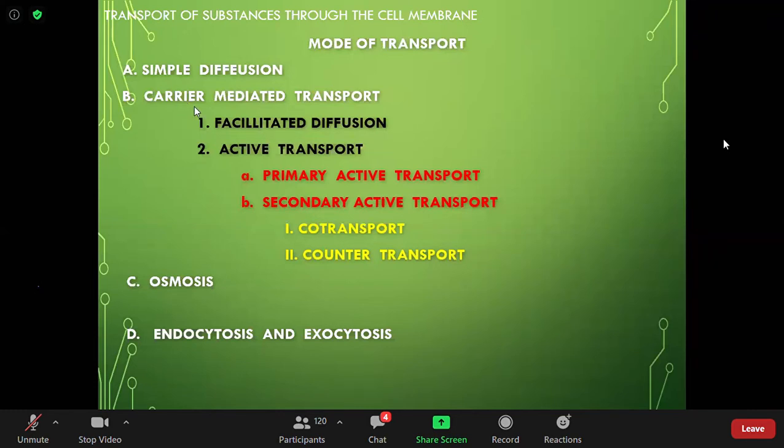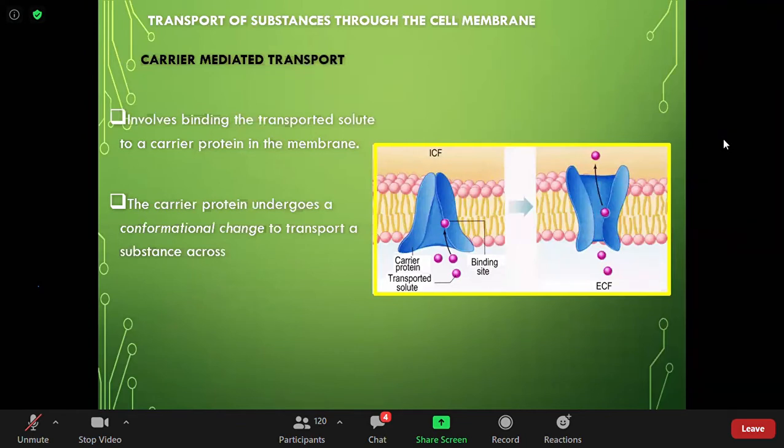Simple diffusion, carrier-mediated transport, facilitated diffusion and active transport. Carrier-mediated transport involves binding the transported solute to a carrier protein in the membrane. The carrier protein undergoes a conformational change to transport a substance across, just like this. From the outside, this is the extracellular fluid. So they will bind there. There are binding sites on the carrier protein. And so they will bind and this will be transported. Once it reaches the other side, the carrier protein will open. See? So the transported solute will be released towards the inside.